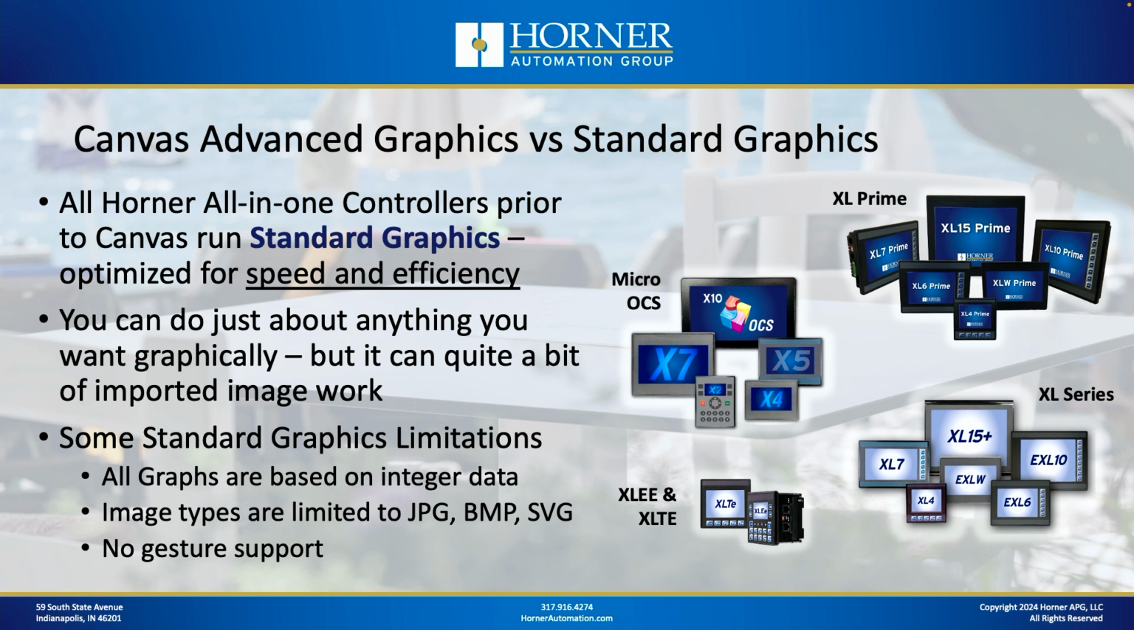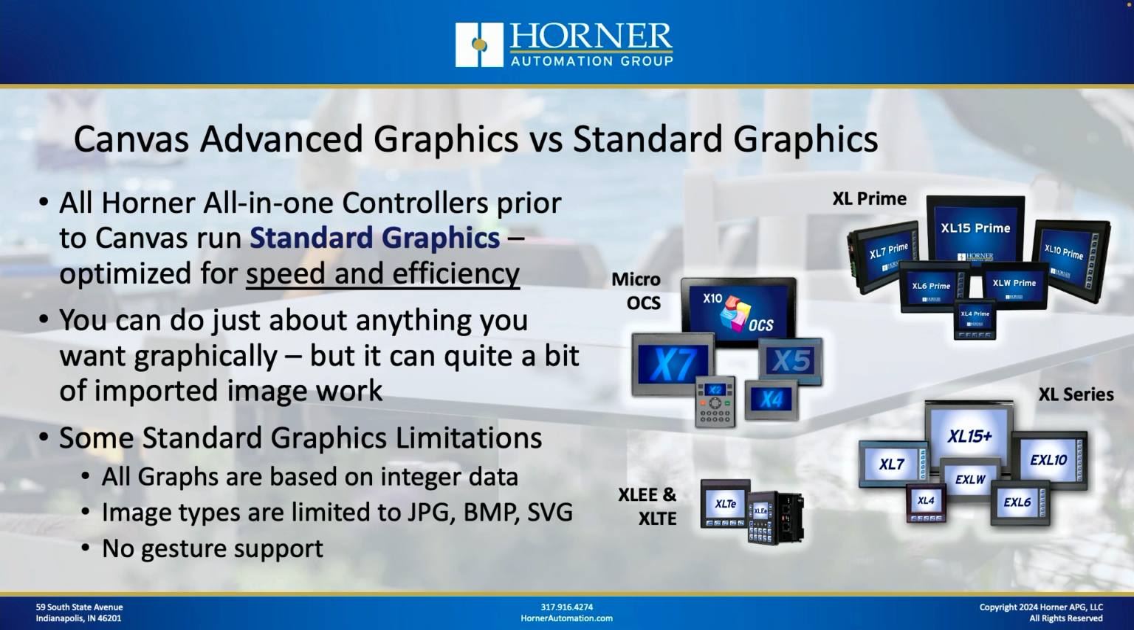Now, there are also some limitations in our standard graphics engine, and I'll just list a couple of them here on the screen. When you're graphing variable data, it needs to be in integer form. So all the trends and those sorts of graphs require integer data to graph. So if you've got a floating point value in a variable that you'd like to graph or trend, you'll need to have an integer version of that variable that the trend can use to display the data on the screen. So there's a limitation as an example.